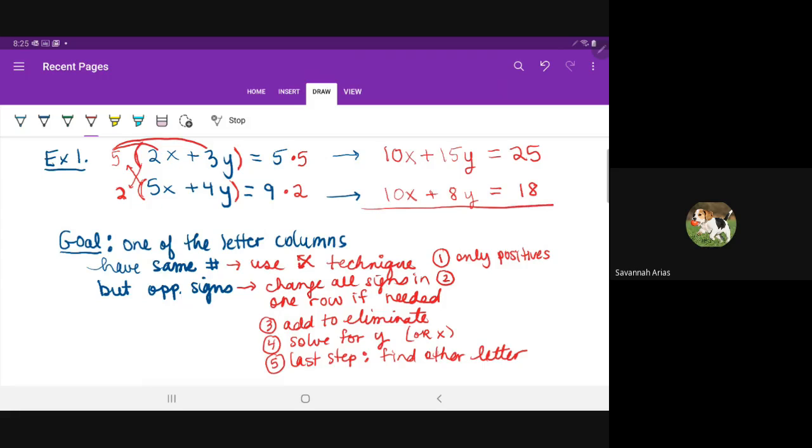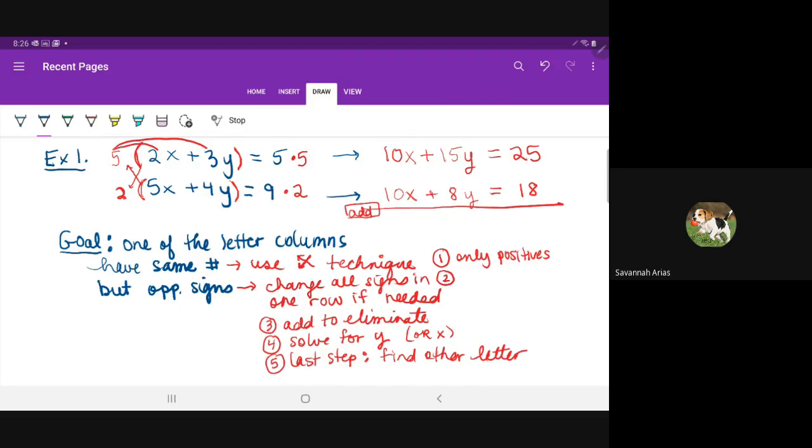Now, the next step is add, but don't add yet. So write add. That's step 3, add. But I want to show you why we can't add yet. If you look at step 3, it says add to eliminate. That means I want the 10x and the 10x to cross out and give me 0. But if they're both positive, like it shows me right now, 10x plus 10x is 20x. And I always want to add. You don't want to subtract. You always want to add. So that's not helpful because I want one of the letters to go away.